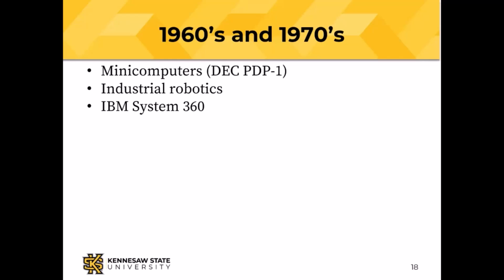IBM said, do it one more time. Write programs for the IBM System 360, and you will never have to do it again. We will maintain compatibility as we build new machines. That's a very bold promise. They did it. You can buy an IBM Z-Series mainframe today that will run programs written for the IBM System 360 in the 1960s.